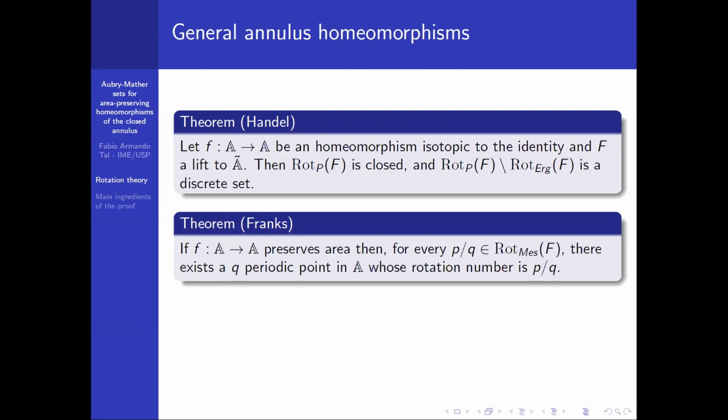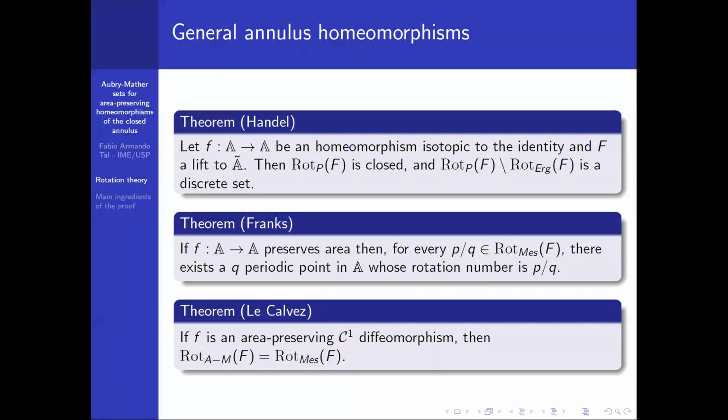It follows just from that. The measure rotation set is an interval, and the punctual rotation set just says that every rational there is realized. Franks' theorem says that, and then Handel's theorem says the punctual rotation set is closed, so it is the whole measure rotation set. It must be equal to the punctual rotation set. But still, you don't know about the ergodic measures or the compact invariant set rotation sets, the Aubry-Mather rotation sets.